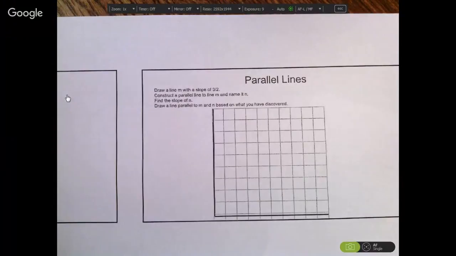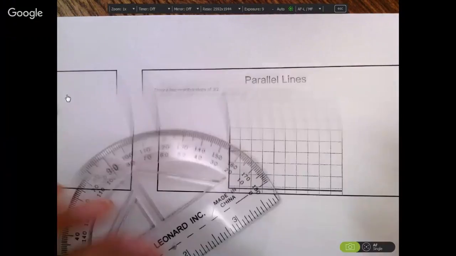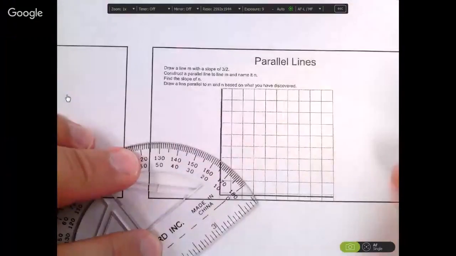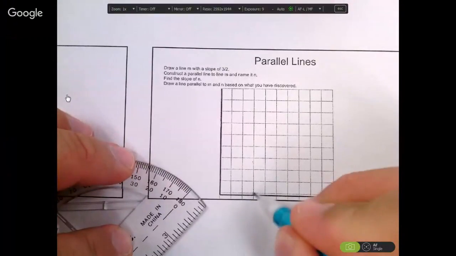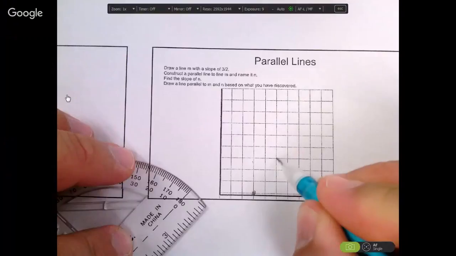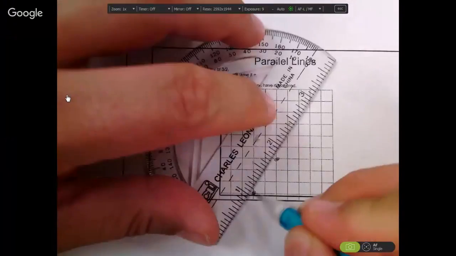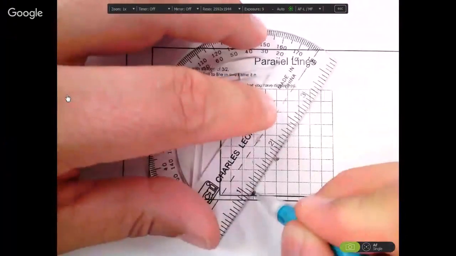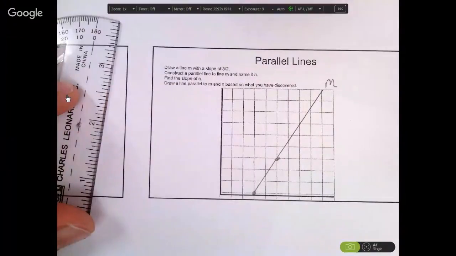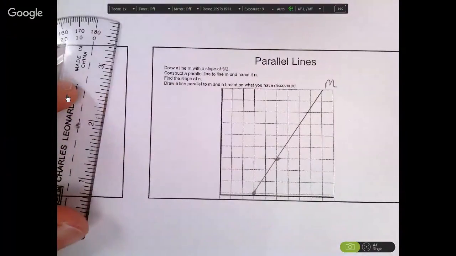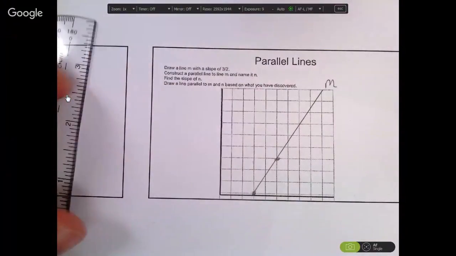which basically state, or if this here says draw a line M with the slope 3/2, so 3/2. If I start here and I go up 3 and over 2, and I keep following that pattern, then that's my line. And to identify a line, we write at the very end of it what that line is called, so M. Then it says construct a parallel line.